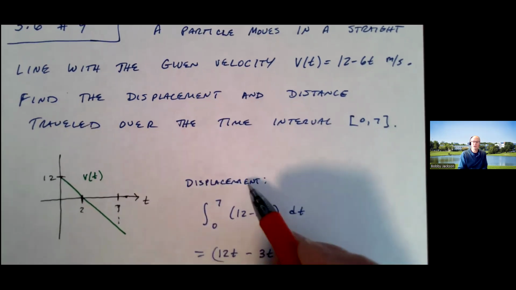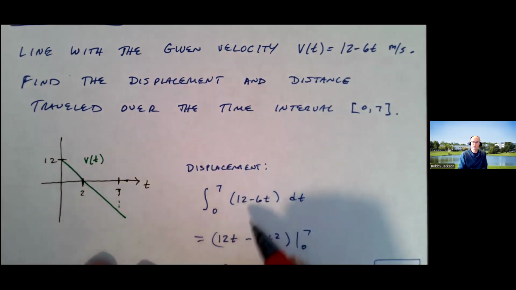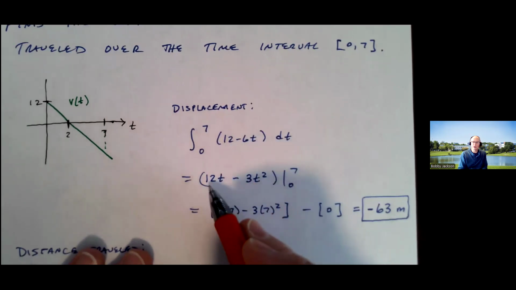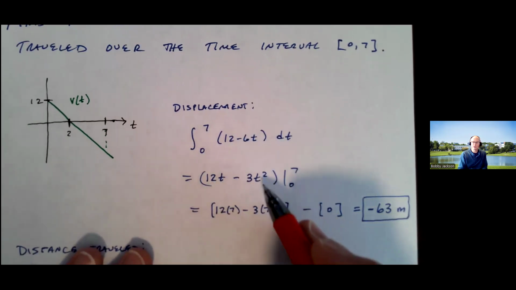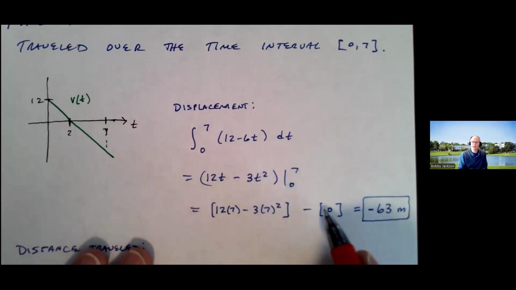So displacement is just integrating the actual velocity function. So the velocity function is 12 minus 6t. Using FTC1, pretty easy. Antiderivative of 12 is 12t. Antiderivative of 6t is 3t squared. Evaluated at 7, evaluated at 0, and subtract, I get negative 63. Of course, that's going to be in meters.